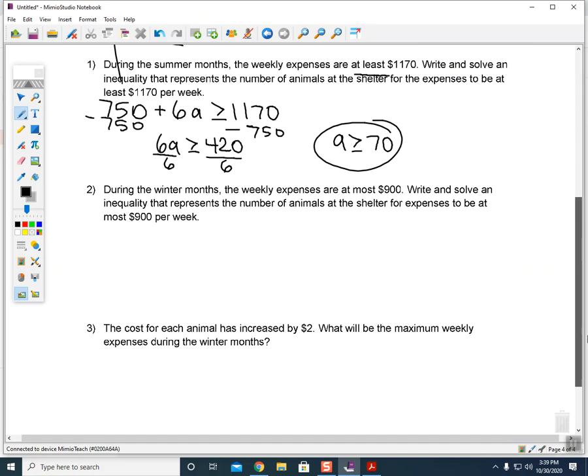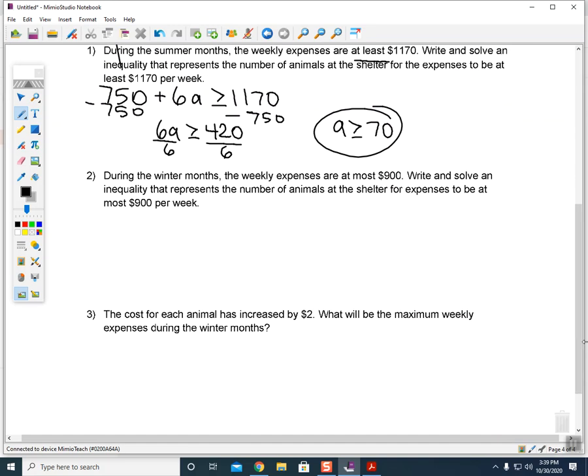Okay, let's look at the next one. During the winter months, the weekly expenses are at most $900. So we're going to write and solve an inequality that represents the number of animals at the shelter for the expenses to be at most $900 per week. So this equation doesn't change except for how much money I'm spending. So I'm still spending $750 a month. It's still $6 per animal. But now it's at most $900. So this needs to be less than or equal to $900.